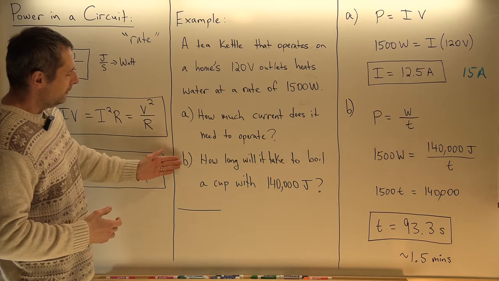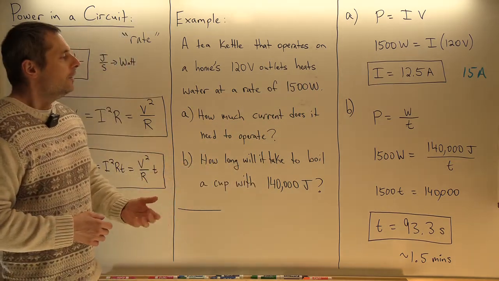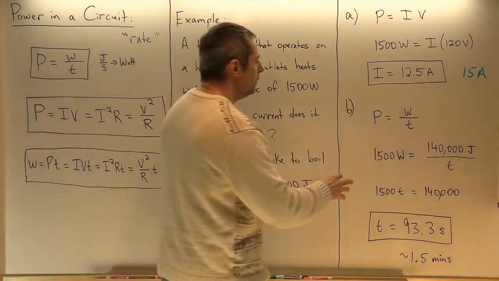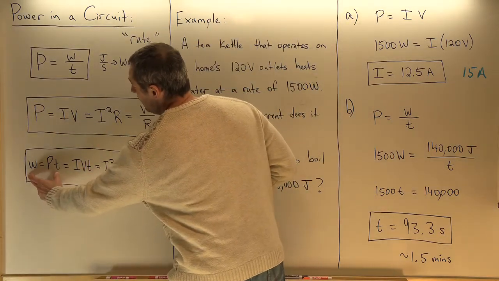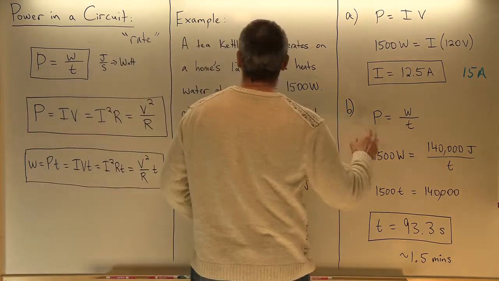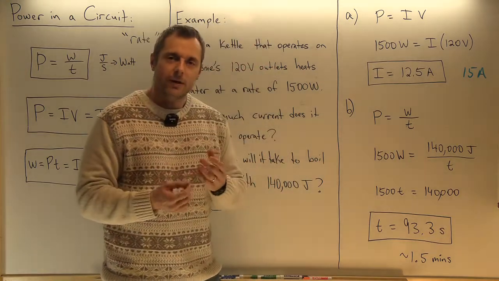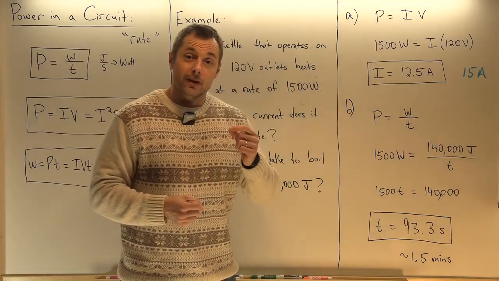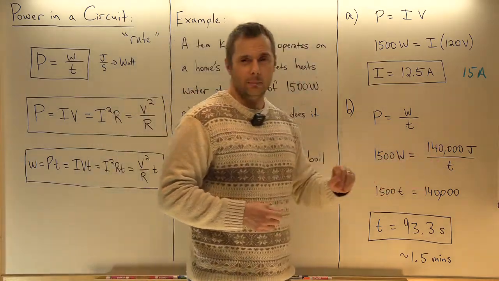B, how long will it take to boil the cup of water if it takes 140,000 joules to boil? Well, then we're going to use this equation, or we could have used this equation, same equation, and it would have been a little easier, less algebra if I used this one. But I decided to use this one from the mechanics just to remind you, sometimes students make a mistake when they solve for the variable that's unknown in the denominator.